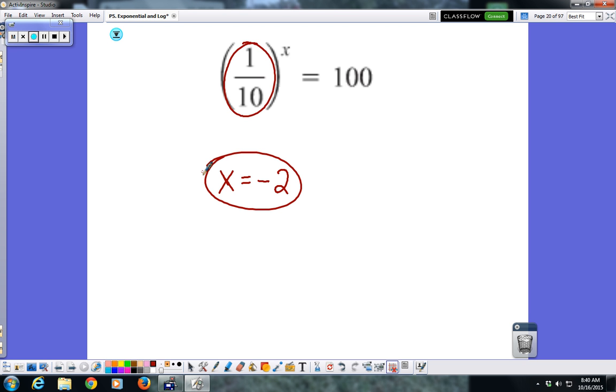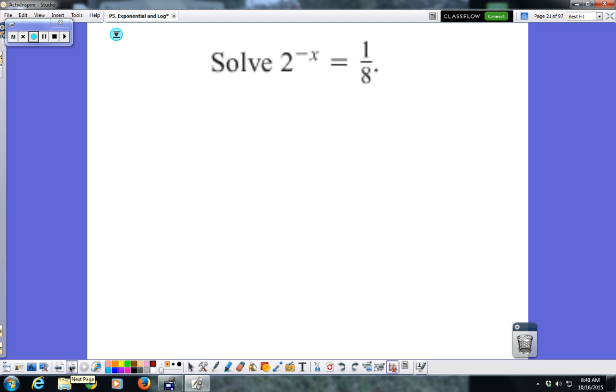Again, the negative would flip your 1/10 over and give you a whole 10, and then 10 to the second, that's where the 2 comes from, 10 to the second would be 100. So 1/10 to the negative 2 flips it, raised to the second power, which gives you 100.